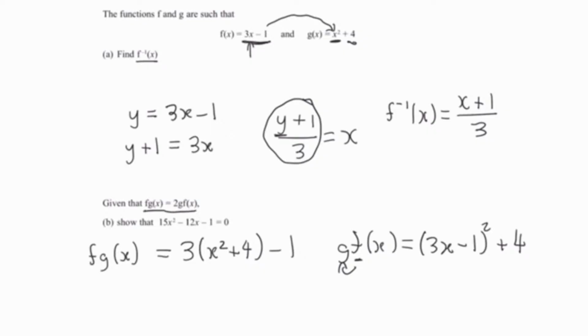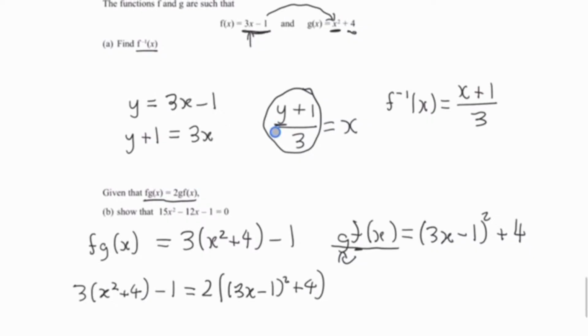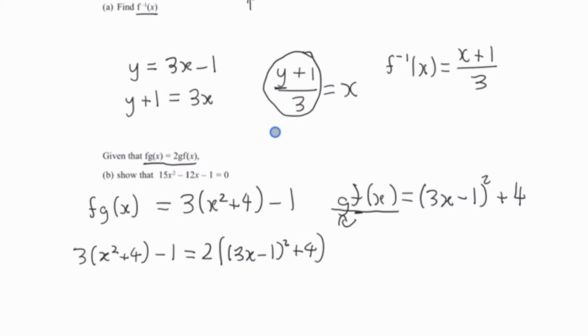We're told given that fgx is equal to 2gf of x. So this is saying 3x squared plus 4 minus 1 is equal to 2 lots of this. So 2 lots of, if I write it correctly, 2 lots of that. Have I written correctly? Yep, okay. So we're saying given that this, and now what we want to do is just expand this, simplify, collect like terms, and show that we get this.